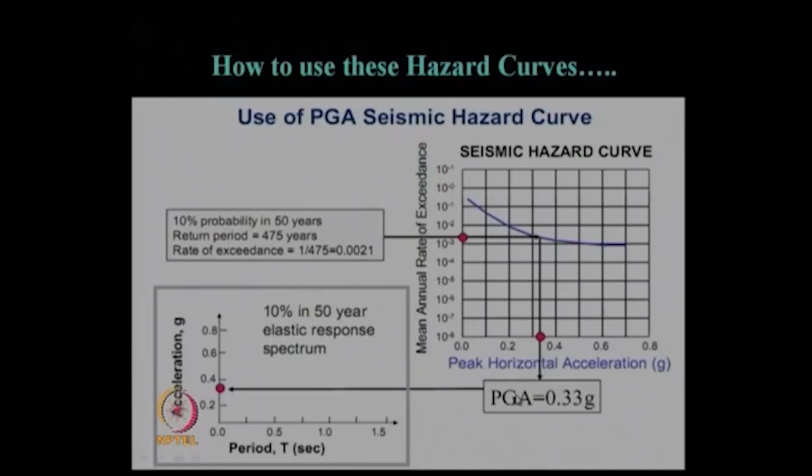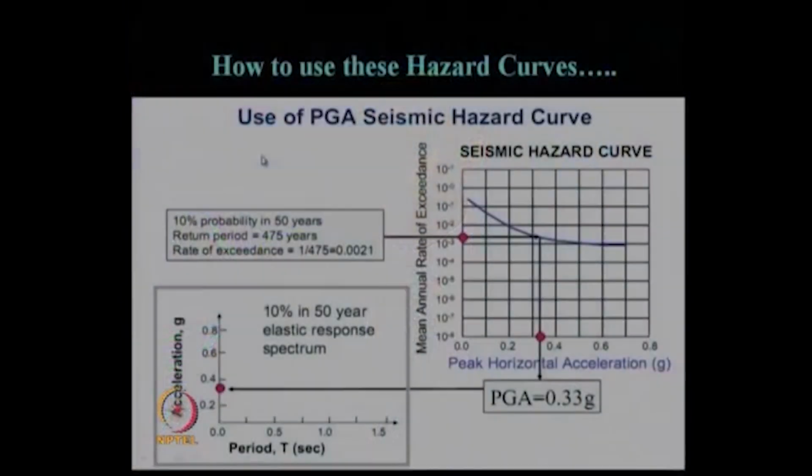Now, how to use these hazard curves? As I have already explained, but further we need to compare this hazard curve with respect to the given codal provisions, because finally one should follow the seismic design code if any country is having, like our India is having a seismic design code. So, how to generate a curve which can match or compare with respect to the result given in the code? So, let us see how it can be done.